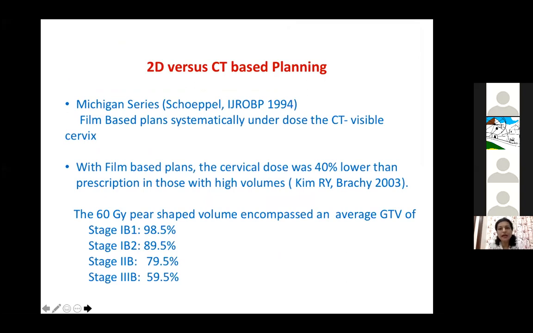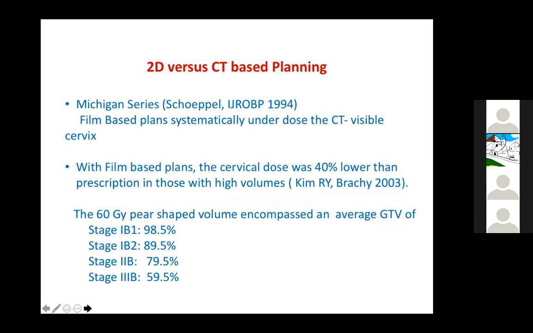During the same time when we had sectional imaging, there were various studies which realized that perhaps the film-based planning was underdosing the CT visible cervix. Those were the first evidences. Also, it was seen that the cervical dose was actually about 40% lower than the prescription with the high volumes. And people tried to correlate the 60 gray pear-shaped isodose volume with the average gross tumor volume. What they found out was that as the stage increased, this 60 gray pear-shaped isodose volume recommended by the ICRU 38 was grossly inadequate.